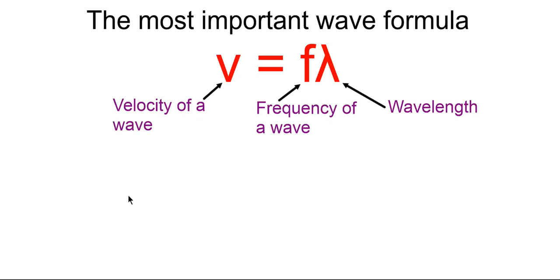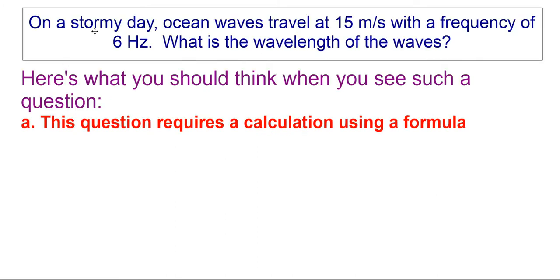In this video, we'll see by far the most important wave formula, the one you use by far the most on the MCAS, and that is V equals f lambda, lambda being wavelength. V is the velocity of the wave, and f is the wave's frequency. This is the formula that ties those two together.